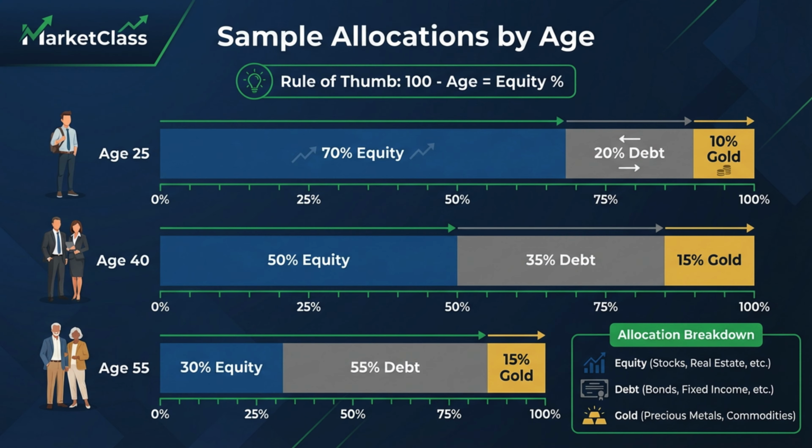Let me show you sample allocations. A 25-year-old with stable income might have 70% equity split between large cap index funds and mid cap funds, 20% debt in FDs and debt mutual funds, 10% gold through SGB or gold ETF. A 40-year-old might shift to 50% equity, 35% debt, 15% gold. A 55-year-old approaching retirement, 30% equity, 55% debt, 15% gold.